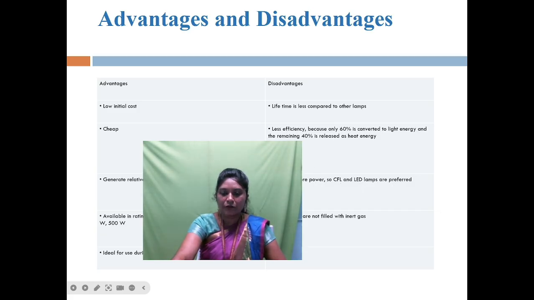Another thing: for lamps below 40 watts, it is not filled with inert gas. Actually, inert gas is filled inside this lamp because it protects from melting. Tungsten has a high melting point, and if no inert gas is filled, it starts melting and the lifetime will be very short. So for below 40 watts there is no inert gas filled. This is the disadvantage.